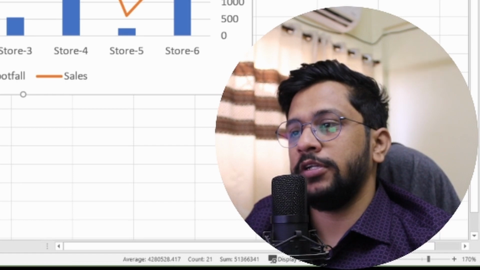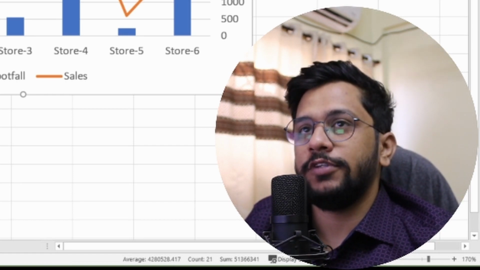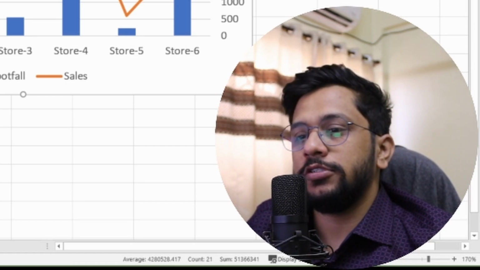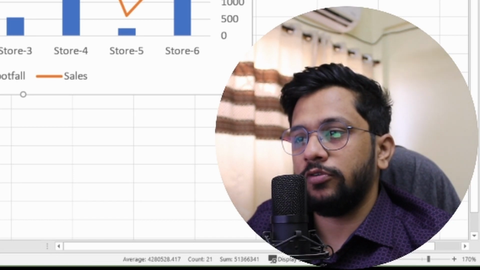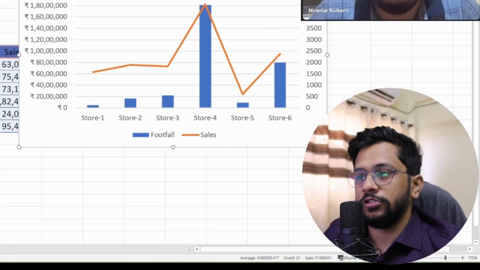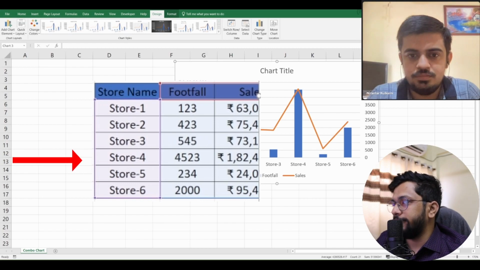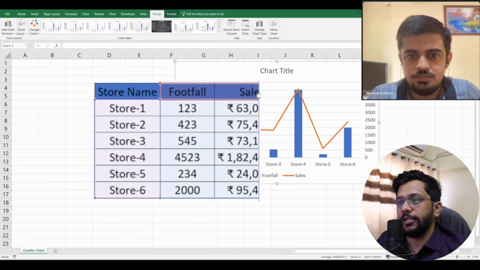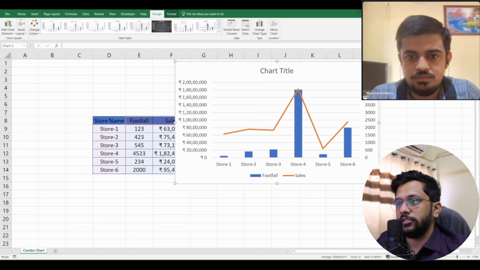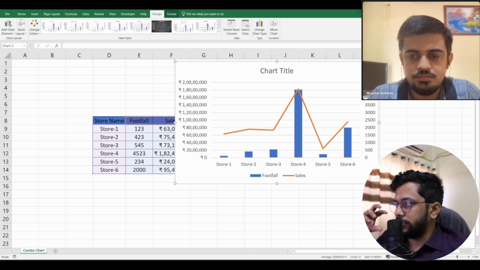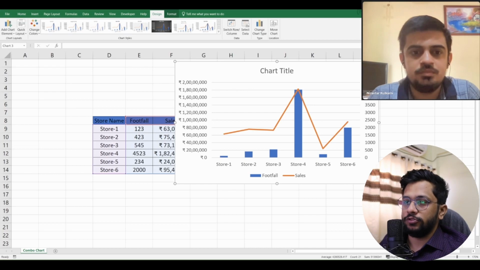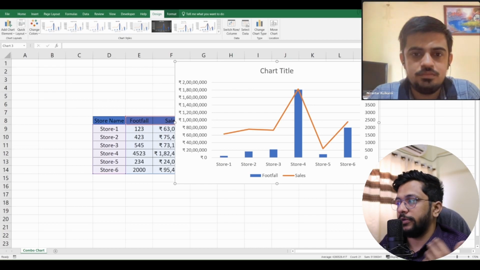For example, a lot of businesses would have their major business coming from some of the categories or some of the stores. In this example, store 5 and 4 and 6 is roughly catering to 80% of their total sales, right? So in that situation, what they need is an aggregated view of these different categories. Over here, category is basically store. If you change that to something else, it will automatically change.